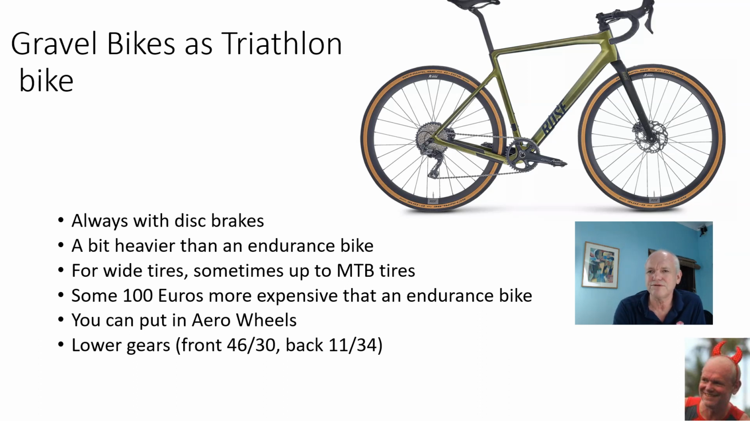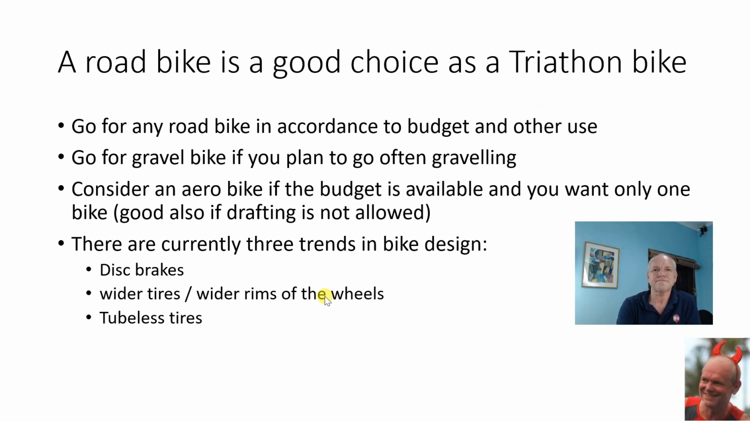So easy climbing you get also with this, and at high speed, especially for a beginner, with 46 to 11, you have no problem. So that is also what you could consider as an alternative. No problem, I think, to do a triathlon with this. So a road bike is a good decision. You can go for that. You can use a gravel bike if you would like to, and you can consider an aero bike if you maybe would like to have one bike.